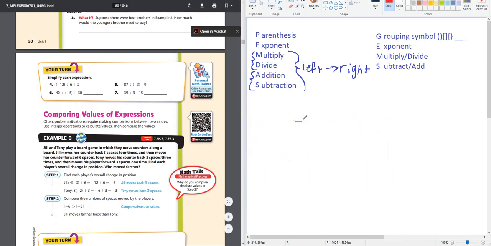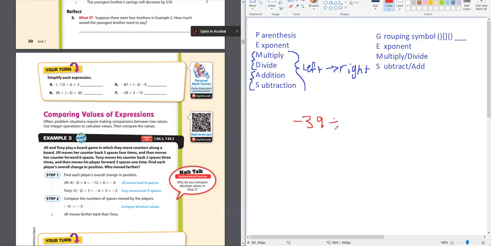And then here we have negative 39 divided by 3 minus 15. So here, negative 39 divided by 3, what is that, like negative 13? Negative 13 minus 15. So start with negative 13, move to the left 15 times. That comes out to negative 28. All right?